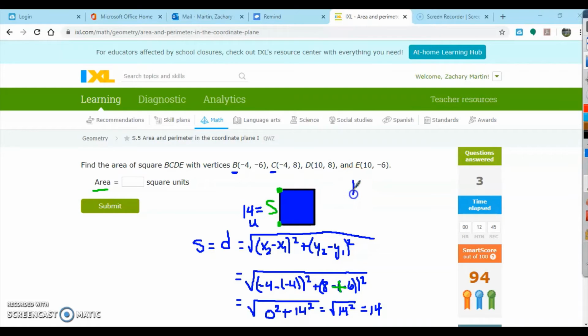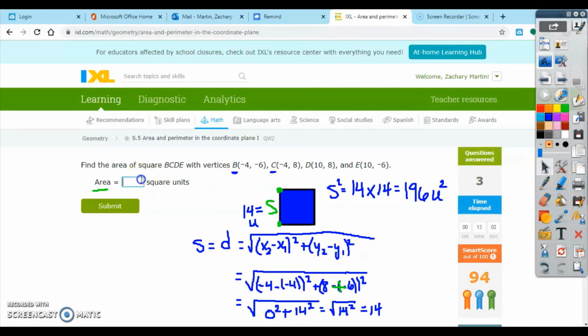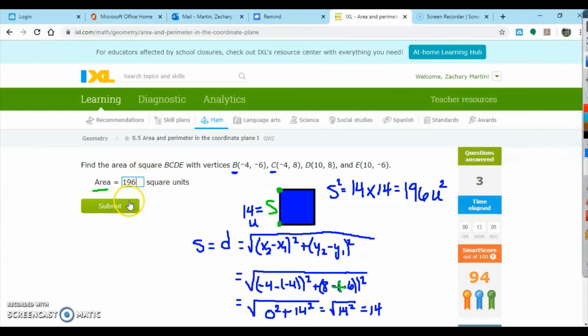What's the area? Well, the area is going to be 14 times 14. It's going to be side squared. That's the area for a square, length times width. All right, well, 14 times 14, that's one of your perfect squares that you ought to have up in your noggin. That's 196 units squared. So let's type that in right there, 196, submit.